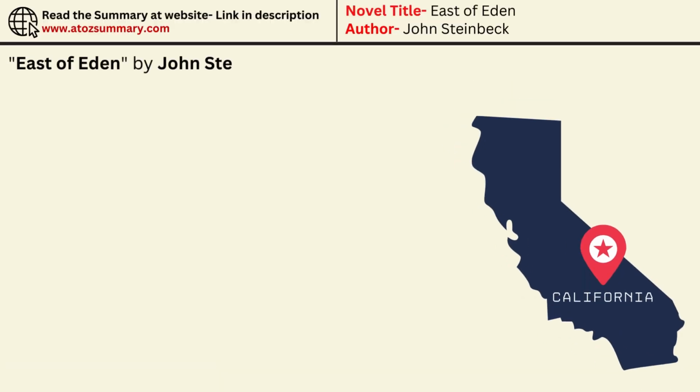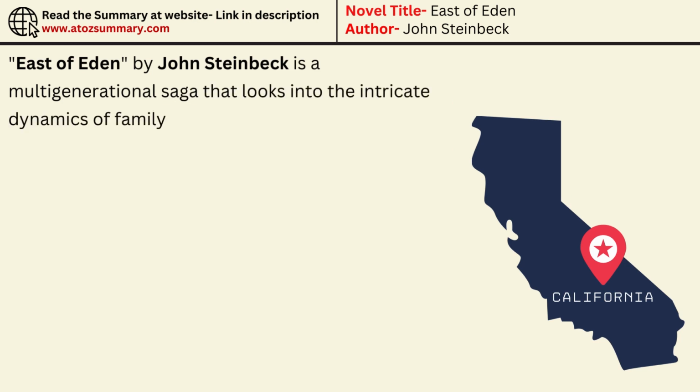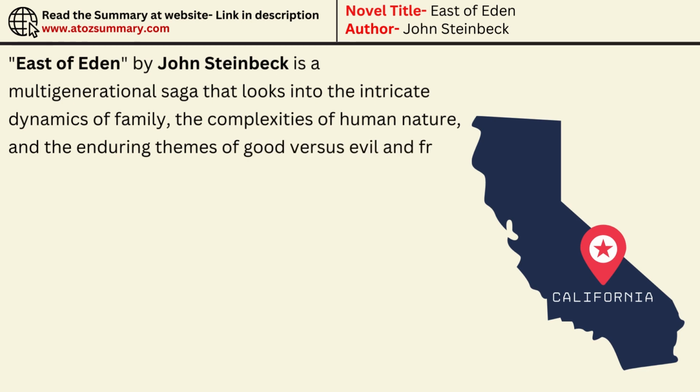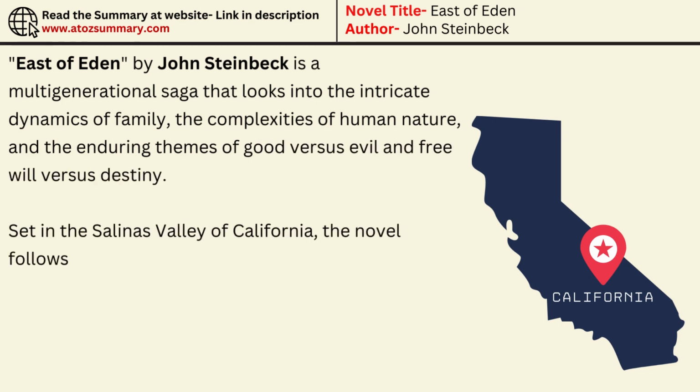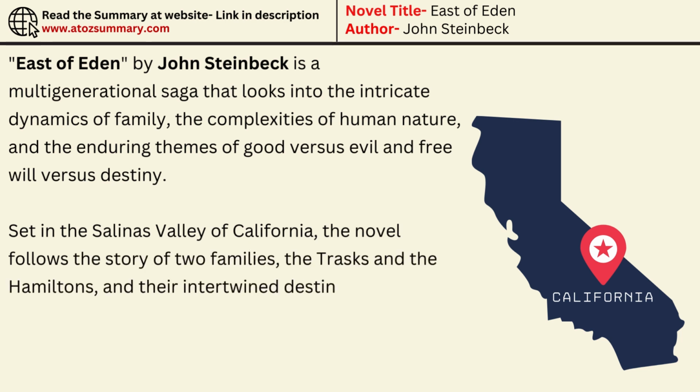East of Eden by John Steinbeck is a multi-generational saga that looks into the intricate dynamics of family, the complexities of human nature, and the enduring themes of good versus evil and free will versus destiny. Set in the Salinas Valley of California, the novel follows the story of two families, the Trasks and the Hamiltons, and their intertwined destinies over generations.